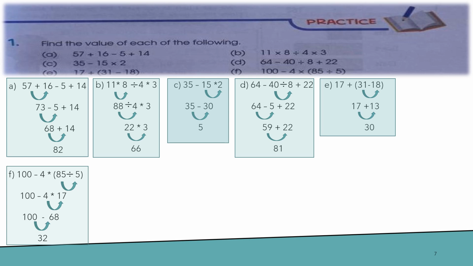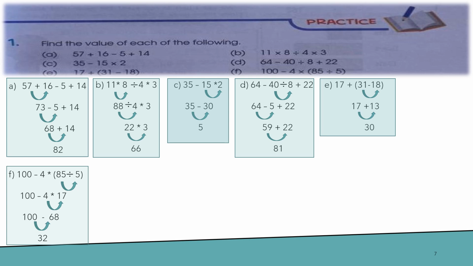Now in part E, we have 17 plus bracket open 31 minus 18 bracket close. First we are going to solve the expression within the bracket. So we have 13, as 31 minus 18 is 13. Now we have 17 plus 13, which is 30, and this is our answer.